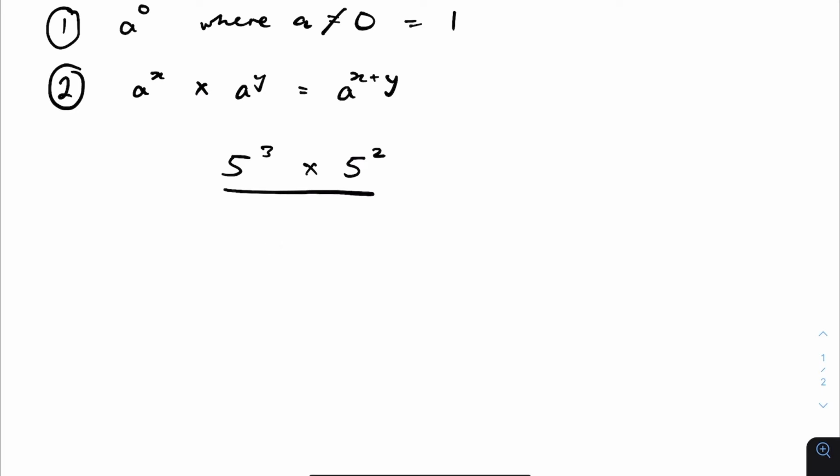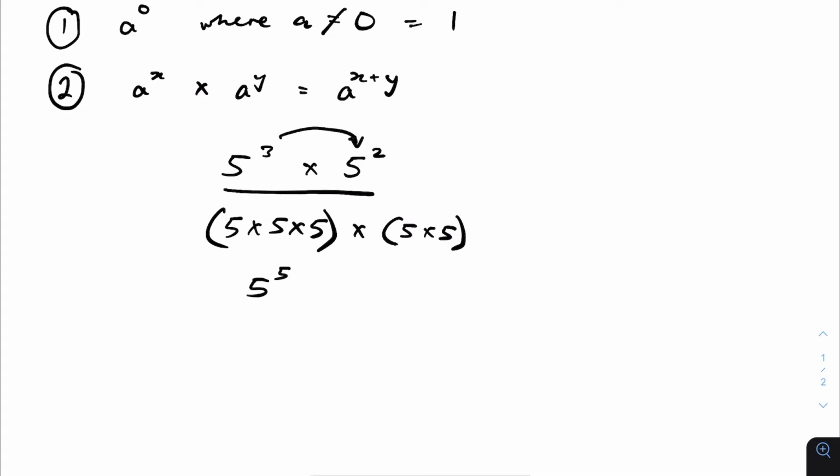5 to the power of 3 is just 5 multiplied by itself 3 times, so 5 times 5 times 5. And then that's multiplied by 5 multiplied by itself twice, so 5 times 5. Which is the same as just removing the brackets and writing 5 to the power of 5, which is essentially just adding the two indices. So that's the rule.